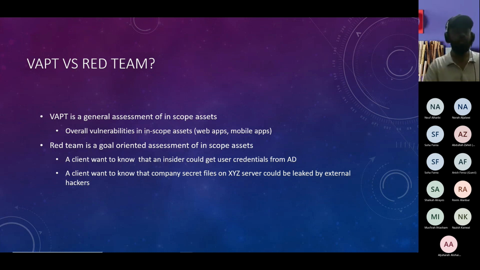And if there is any issue in this, if you want to clarify, please ask. Okay, I think it is clear. You have gone through the slide. Okay, move to the next slide.